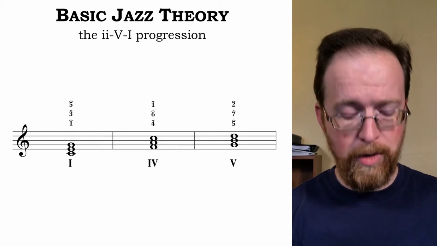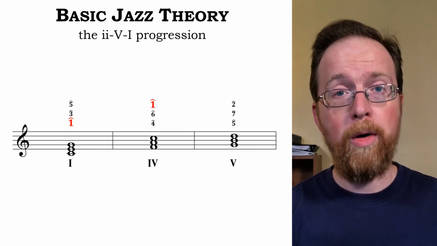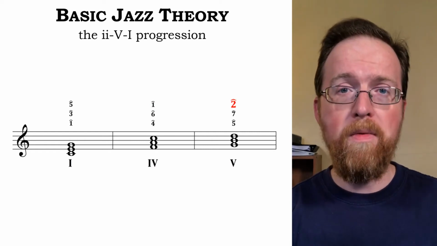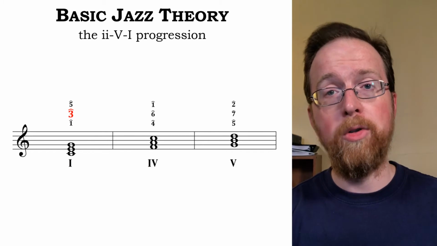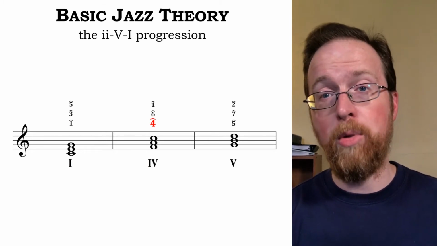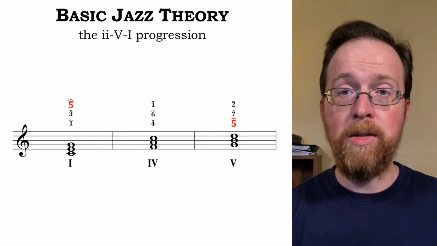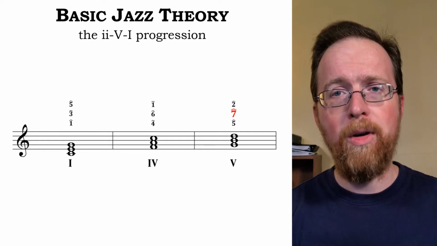Scale degree 1, for instance, belongs to the 1 chord and to the 4 chord. Scale degree 2 goes with the 5. Scale degree 3, 1. Scale degree 4 goes to the 4 chord. Scale degree 5 belongs both to the 1 chord and to the 5 chord. Scale degree 6 is in the 4 chord. And scale degree 7 is part of the 5 chord.